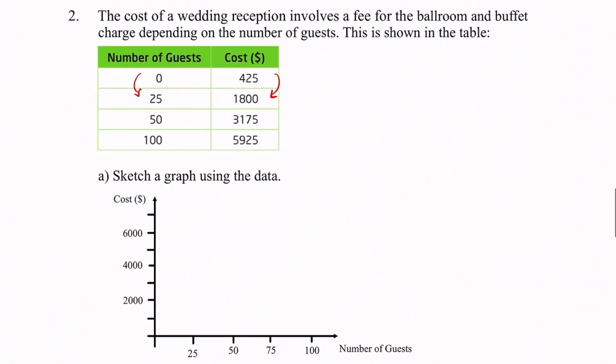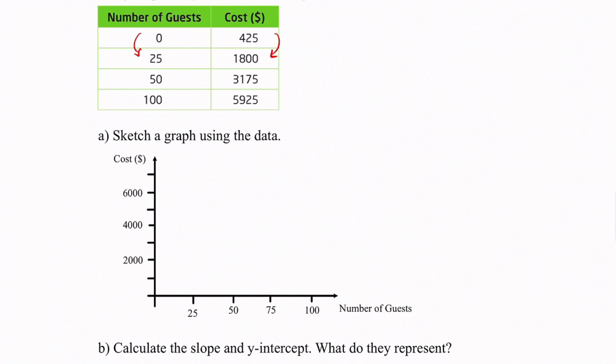So part A says sketch a graph using the data. What I did is I made a graph. We put our number of guests on the horizontal axis and our cost on the vertical axis. I went up by 25s because it went up by 25 in our number of guests, and our cost was going up quite largely, so I went up by 1,000 each time on my cost.